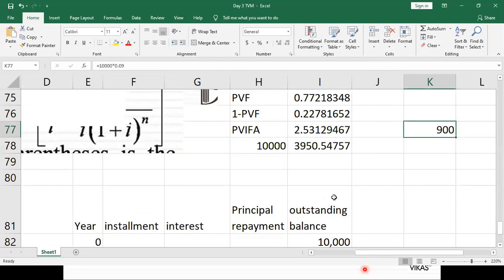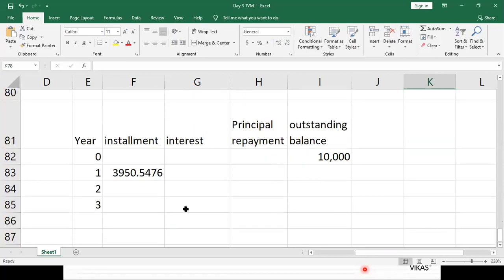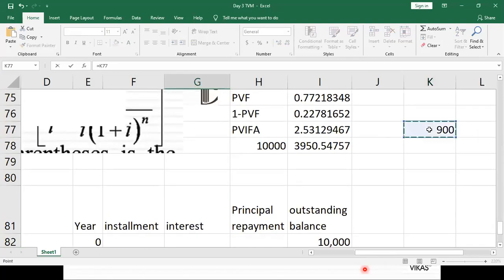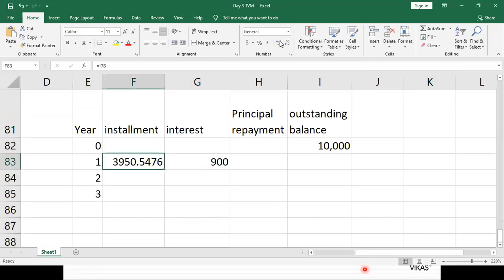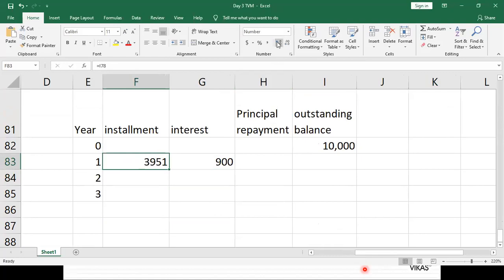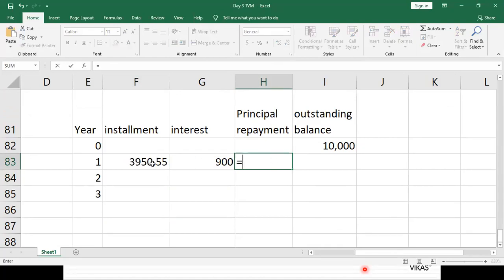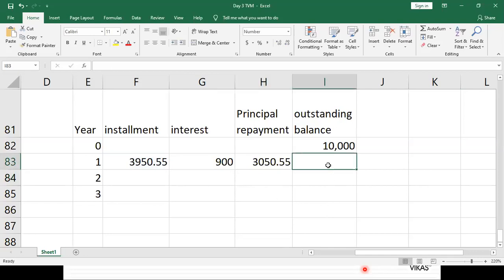The outstanding balance is 10,000 at the rate of 9%, which equals 900. So interest equals 900. And the principal payment: the total installment is 3,950, and from this value, interest is another component, so we can find the balance is 3,050. Then how much is outstanding at the end of year one? This is the outstanding balance at the beginning of year one, and we have paid principal 3,050.